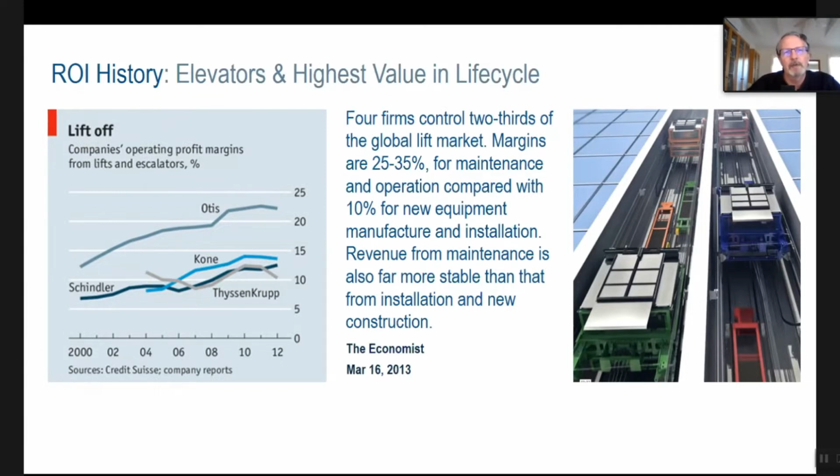The margins for these elevator companies is 25 to 35% for the maintenance and operation phase, which goes 30 to 50 years sometimes. But when they manufacture an elevator and install an elevator, they're actually making probably an 8 to 10% margin. So what this tells you is that these elevator companies want to be primarily in the operations business, and the construction business is a necessary evil for them to be in the more profitable operations business. So this is true of many building systems, but elevators has been a leader in this change.